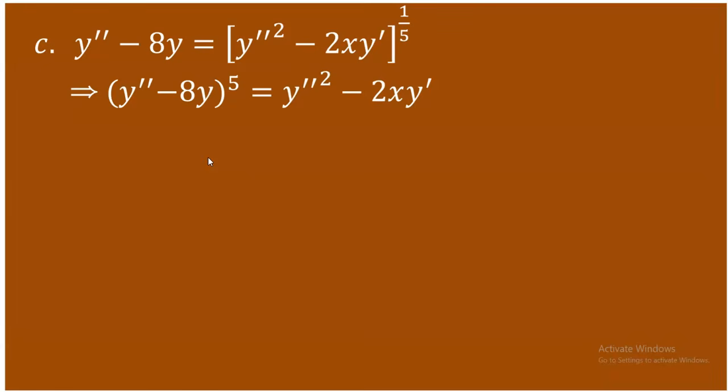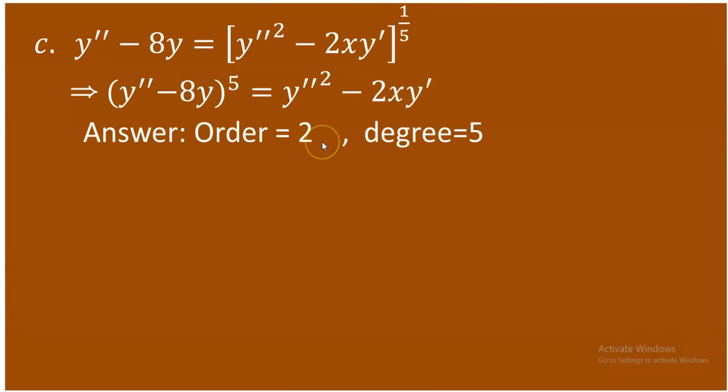And the order of this differential equation can easily be obtained by looking at the highest derivative involved. The highest derivative involved here is 2, because we have the second derivative to the left as well as to the right, and even the first derivative together with the second derivative on the right side. So we have to choose the higher one, which is second. So the order is basically 2 and the degree is 5. So this is obviously true.